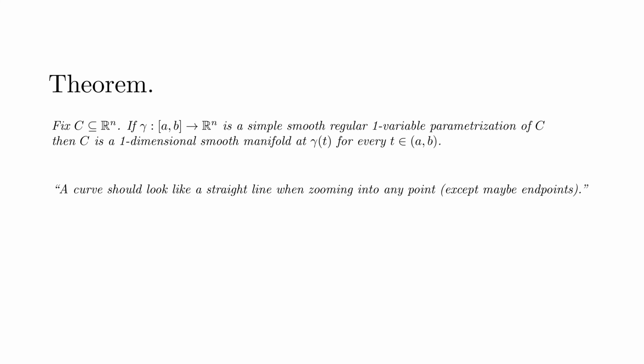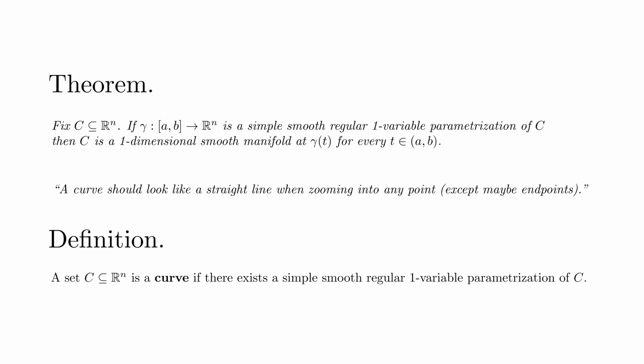Its proof is actually quite sophisticated and requires the implicit function theorem, a deep and scary tool in multivariable calculus. I am not so brave as to explore that right now, but hopefully this theorem we can just take on faith. Instead, let's confidently provide a good definition for a curve. A set C in Rn is a curve if there exists a simple, smooth, regular, one-variable parameterization of C. Gosh, that feels so good.